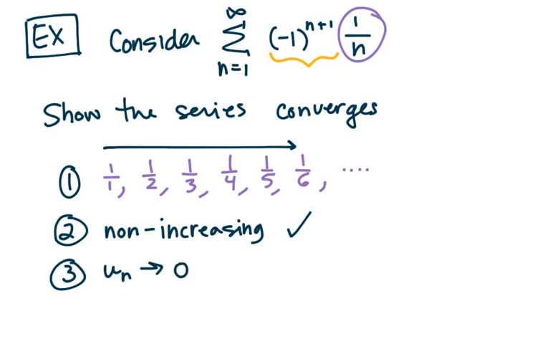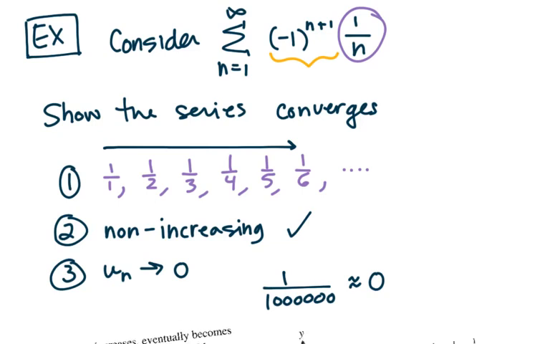If we consider the millionth term in this series, 1 over 1 million, that's pretty close to 0. It's not 0, but it's close enough that we can say that the limit of these terms, as n becomes infinitely large, approaches 0. So in this situation, we can say that this alternating series is convergent by the alternating series test.